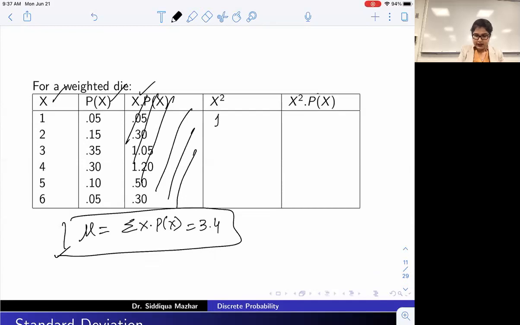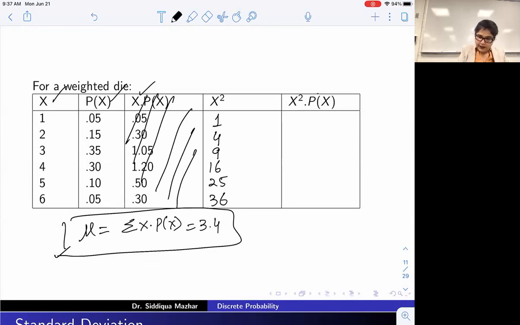1 square is 1, 2 square is 4, 3 square is 9, 4 square is 16, 5 square is giving you 25, and 6 square is giving you 36, right? So what is x square times px? Can you calculate for me?